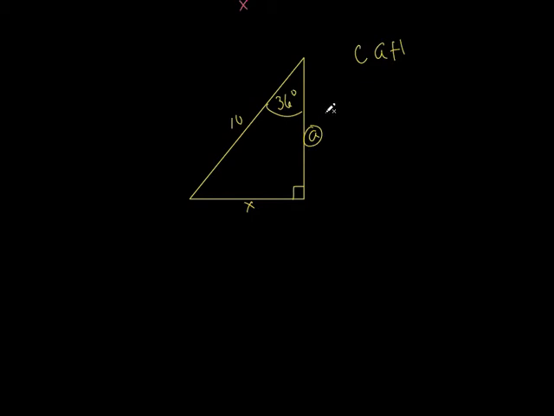All right, we're using cosine. You're not using CAH. We just do that to remember that we use the cosine, but we're using the cosine. So let's do it. The cosine of 36 is adjacent over hypotenuse.